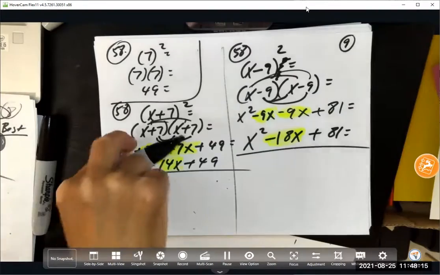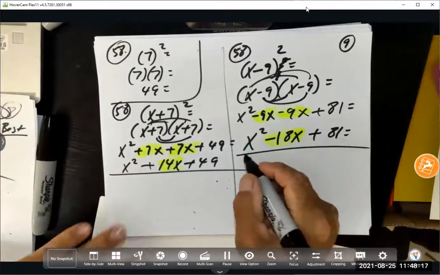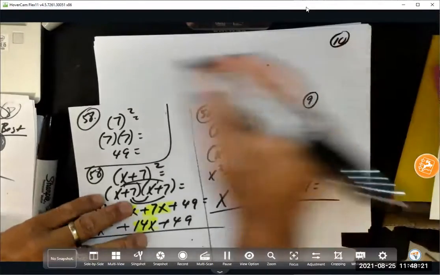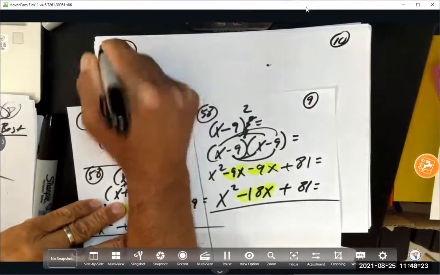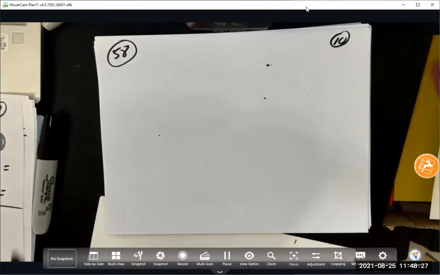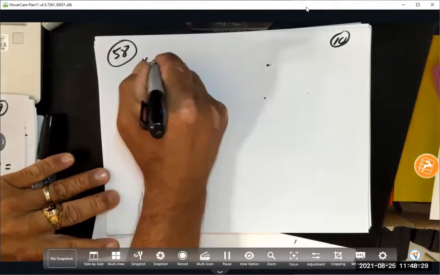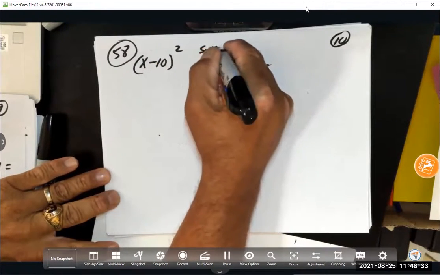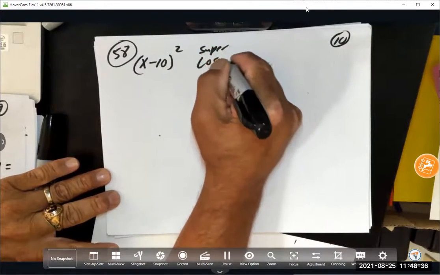Okay, yes. Let me do one more 58. Let's do it next page. All right, 58. Again, same problem. I'm just changing the number, okay? 58 means it's the same problem, I just change the number. So x minus 10 squared, this is your super loser friend.